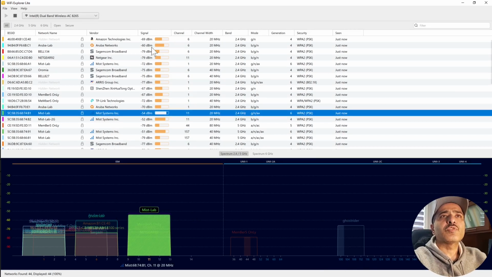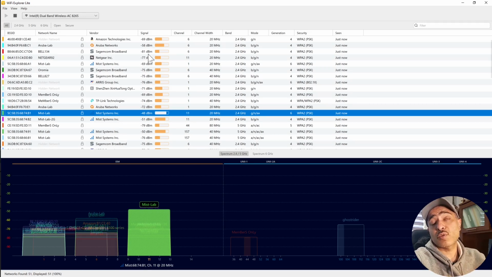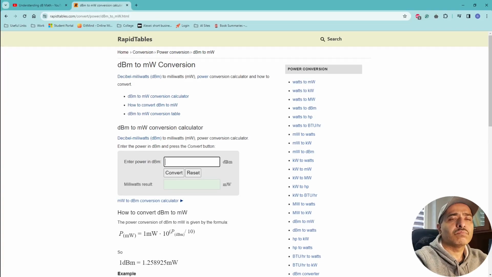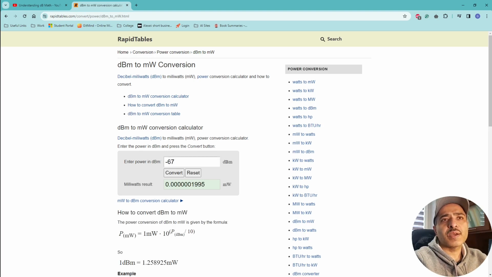So if you look at my signal strength here, it's in dBm, right? It's much easier to say that I'm getting minus 69, minus 61, minus 81 versus getting something in decimals. Now you can go to an online calculator and convert it, where I was getting minus 67 dBm. Is it easy for me to say I'm getting minus 67, or is it easy for me to say 0.0000? So I hope you get the point here, right?